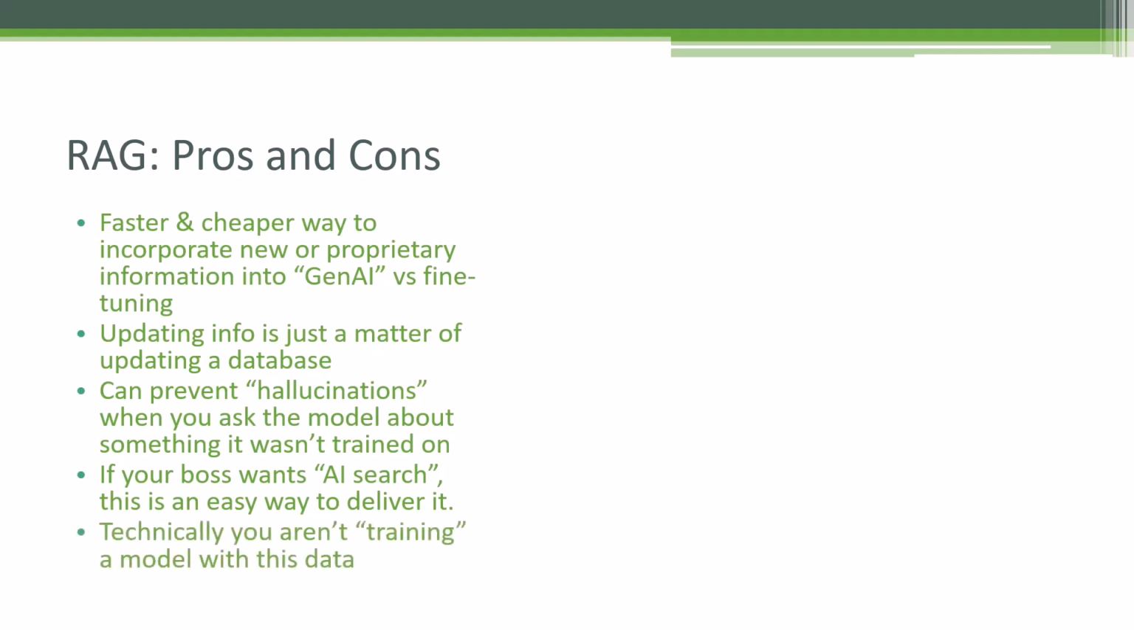Also, keep in mind that technically you're not training a model with this data with RAG. So if you're using some sort of proprietary information where there might be restrictions about how you use it, you can say with a straight face that you're not actually using that data to train an AI model. And well, there might be political consequences to doing that, right?